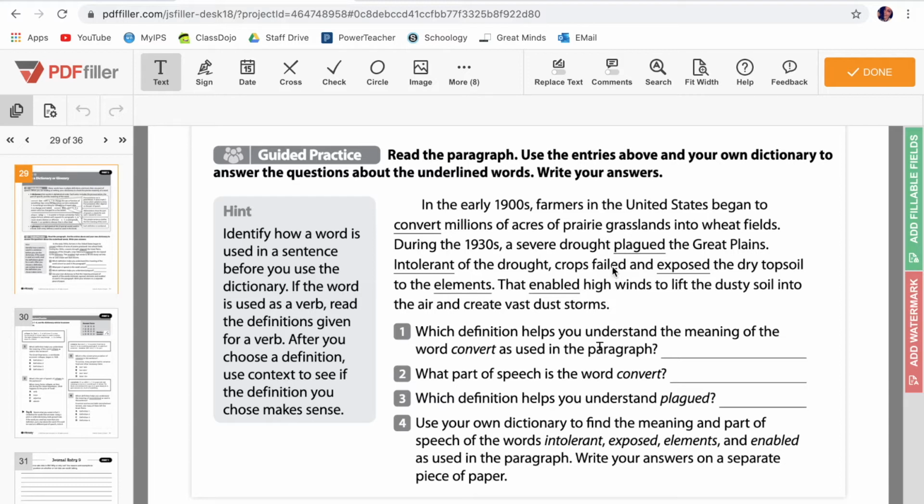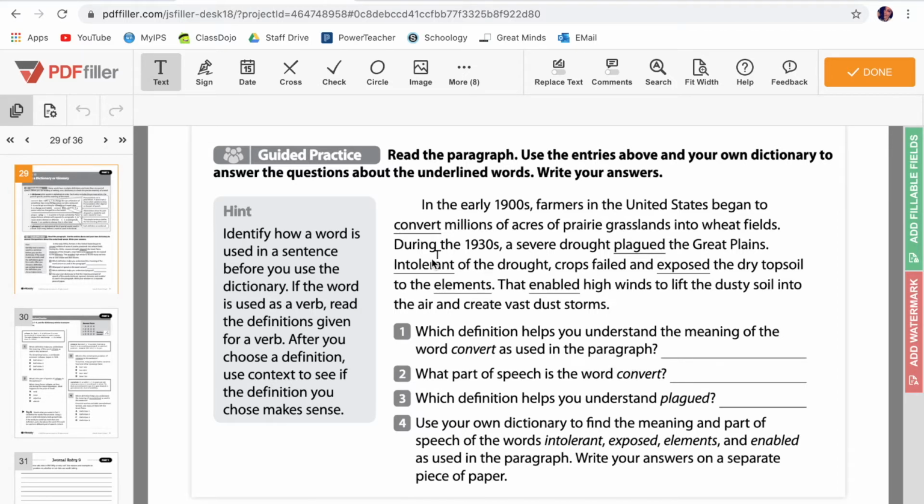Okay, so it says, in the early 1900s, farmers in the United States began to convert millions of acres of prairie grasslands into wheat fields. During the 1930s, a severe drought plagued the Great Plains. Intolerant of the droughts, crops failed and exposed the dry topsoil to the elements. That enabled high winds to lift the dusty soil into the air and create vast dust storms. So which definition helps you to understand the meaning of the word convert as used in the paragraph?